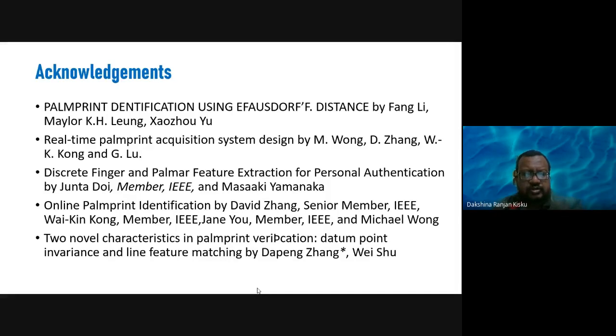So these are the resources you can use for your study. Among these five papers, you can study Online Palmprint Identification by David Zhang. This is a very popular paper which was published in 2002. You can have this paper for your reference. There are other resources you can use, but this is the starting point, where a fully automatic online palmprint identification system was developed by David Zhang and team.